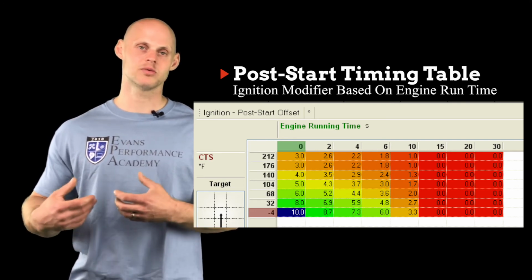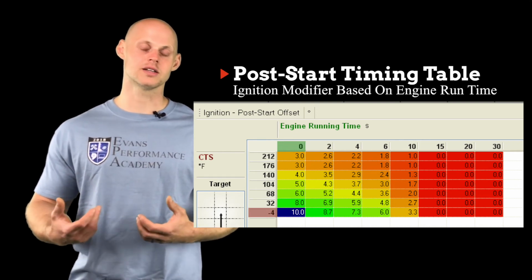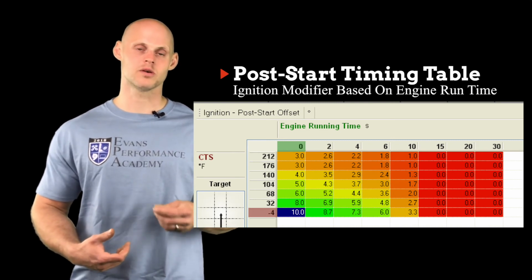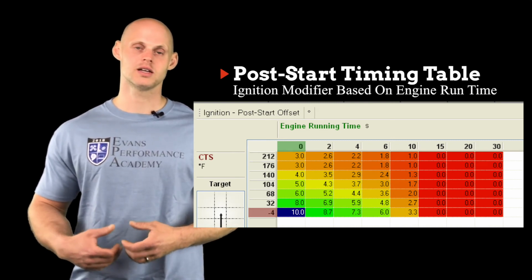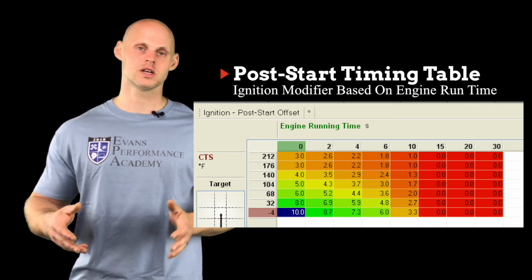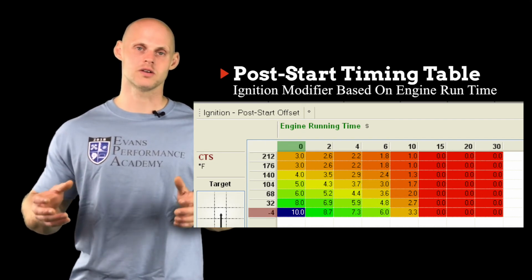Now, this table is going to be a modifier table, so it's going to add or subtract, and in this case, add advance to whatever the value is from our main spark timing table. And it is a conditional map, meaning it's only going to be used for that first 0 to 5 to 10 second period of when the engine fires off and starts to run.